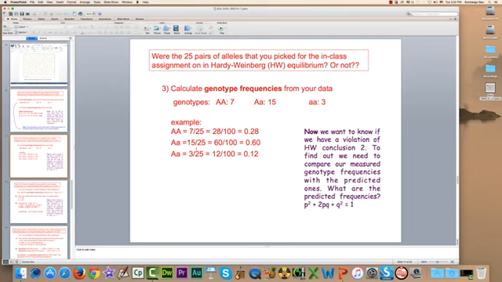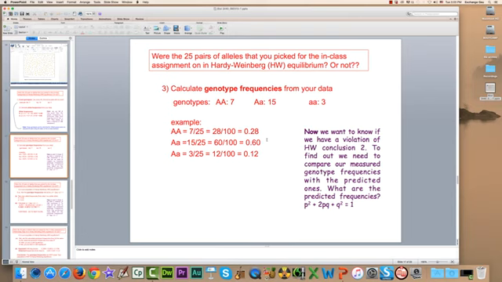We can do the same thing here for the heterozygous individuals. We have 15 out of 25 that are heterozygous. That's the same thing as 60 out of 100. I'm multiplying the denominator and the numerator by 4, and as a fraction we express that as 0.6. Okay, so why do we want to know this? We want to know, in this case, whether we have a violation of Hardy-Weinberg conclusion number 2.